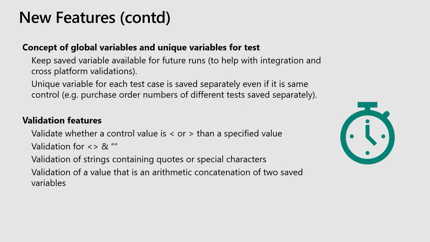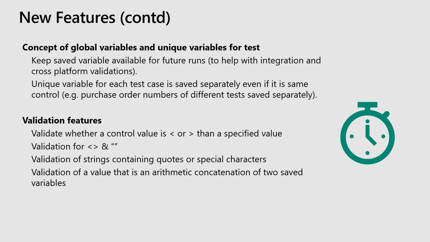The last slide: we also have the concept of global variables. What that means is that if you run through four test cases and your fourth one fails, you can rerun that fourth test case without having to run through the three again, because it has cached the saved variables and knows what values were used in the preceding three test cases.